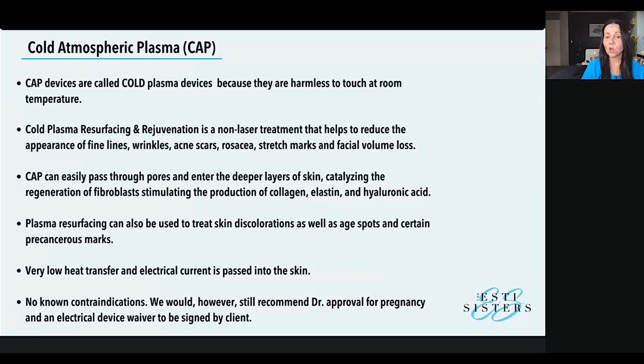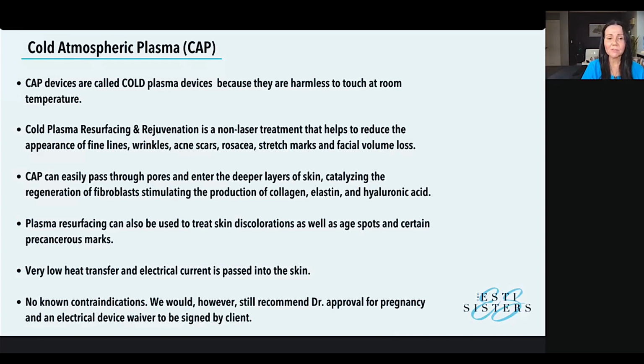They're actually considered cold because they're harmless to touch at room temperature, as opposed to hot plasma that actually triggers injury in the skin. And that is why it's referred to as hot plasma, because of the thermal action in it. So cold plasma works for rejuvenating and resurfacing the skin. It uses a non-laser type of effect on the skin. Again, we're going to cover a lot of specific uses, but overall, minimizing the appearance of fine lines and wrinkles, working on acne scars, rosacea, stretch marks, and facial volume loss as well.